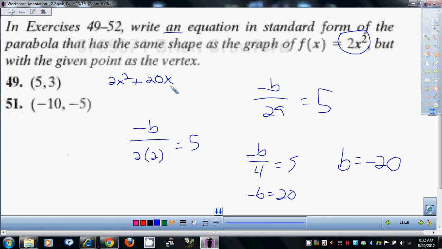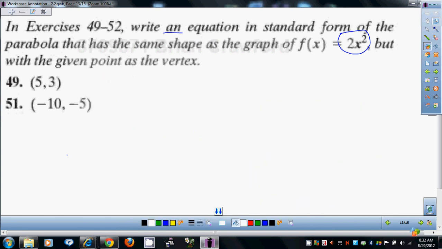Questions on that, about where any part of that came from. These are a tad tricky. I want you to try number 51. Try number 51 in your notes, then we'll compare it. I'll leave this up there as a reference. I'll come around if you have questions. Do that.